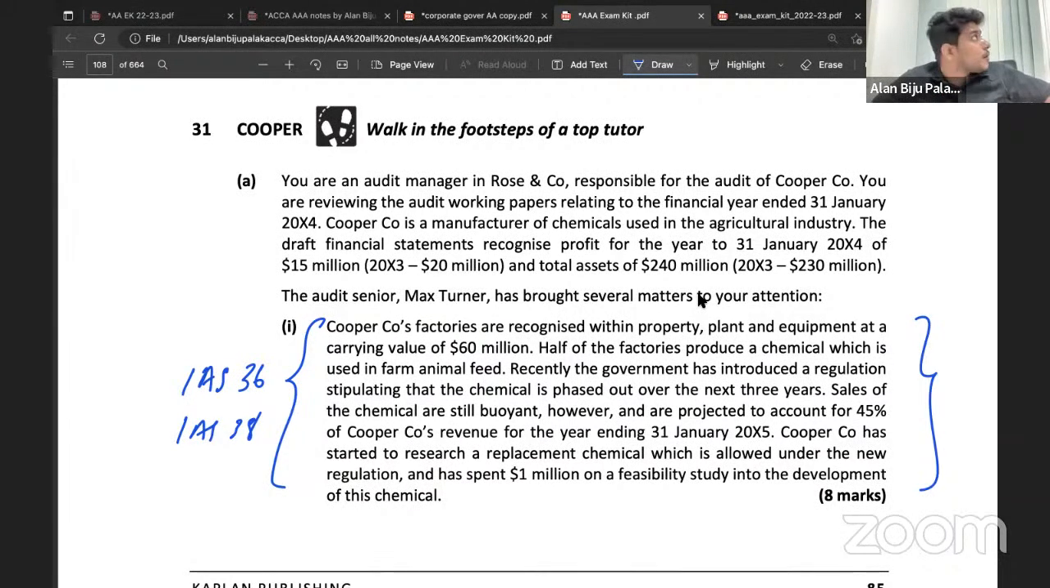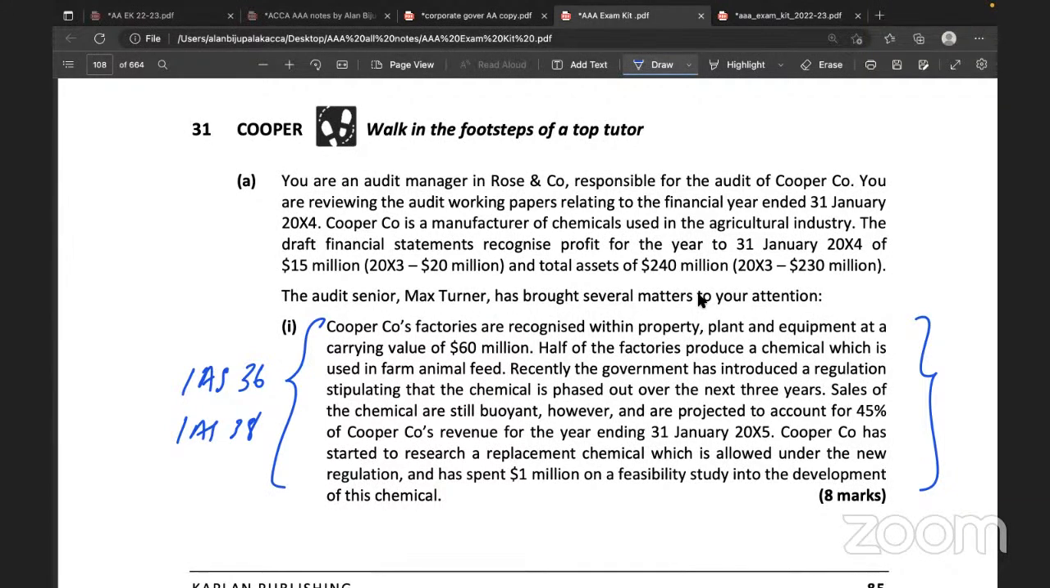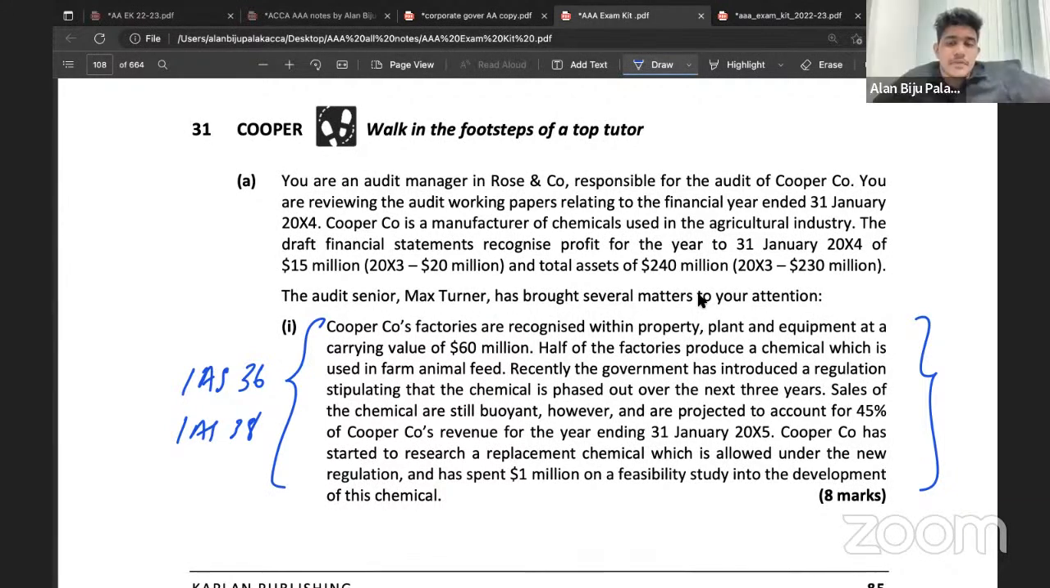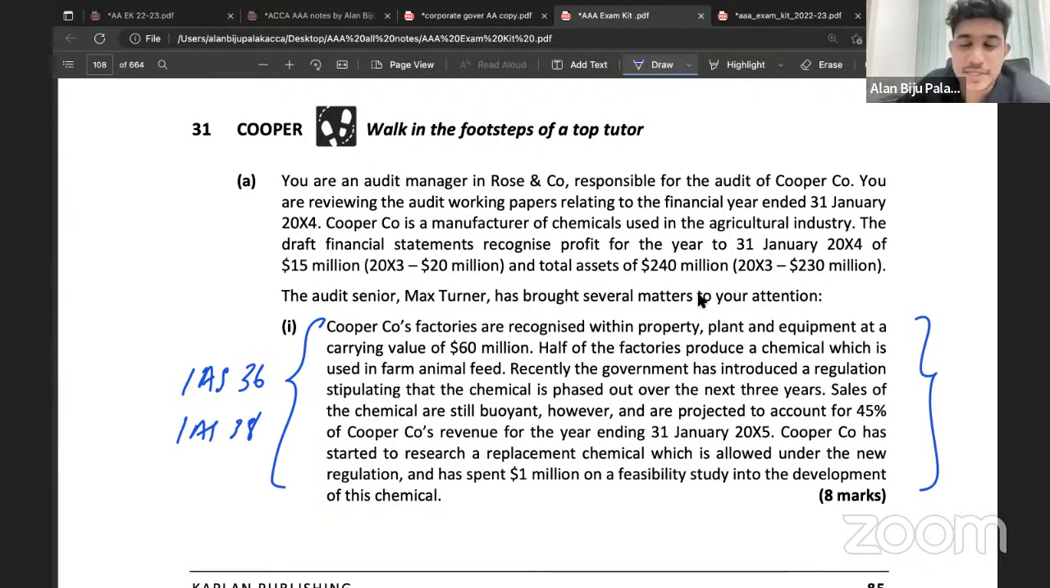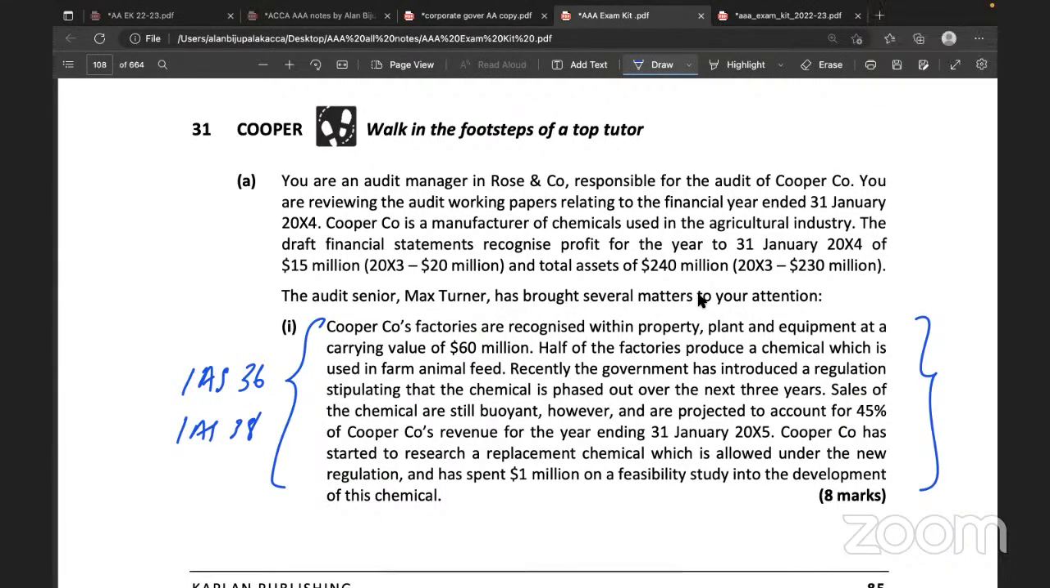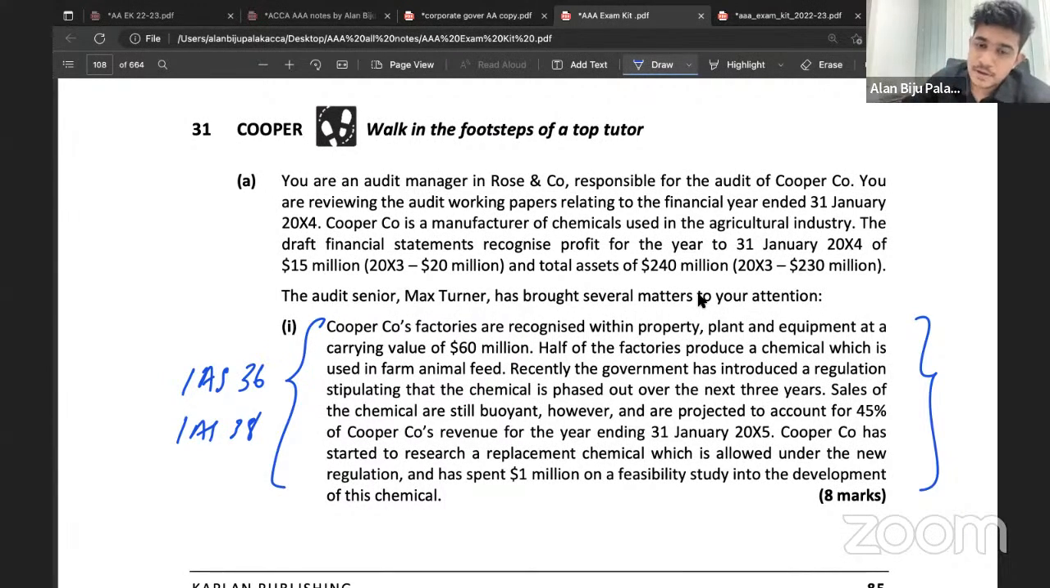And what will be the possibility of risk there? There can be chances that the company might have treated it as part of their development expenditure and capitalized it, leading to overstated intangible assets and understated research expenses. Okay, this is what we need to explain there.